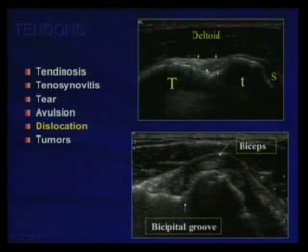In this case, we see the normal biceps tendon in the bicipital groove, and here we have an empty bicipital groove, and the tendon is dislocated medially.